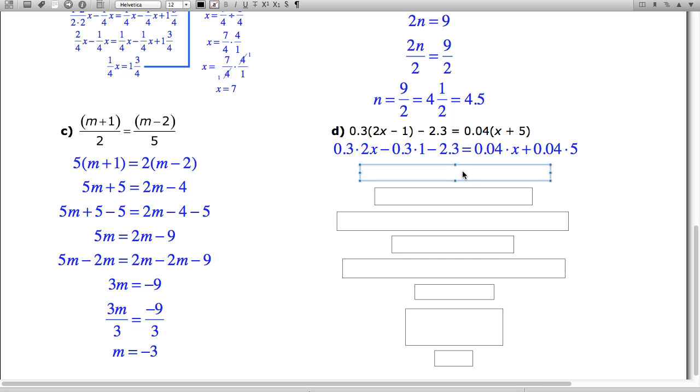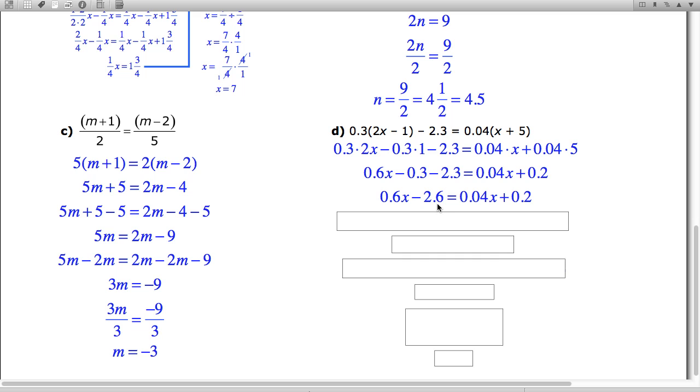So after I've expanded the brackets, I need to simplify things, tidy things up. Doing that multiplication, I get 0.6x and minus 0.3. And I still have negative 2.3 as another term here. You can see 0.04x and the 0.04 times 5 is 0.2. I can still simplify some more because notice that we have two like terms here. So negative 0.3 and negative 2.3, when you add those together, you get negative 2.6. Everything else in the equation stayed the same.